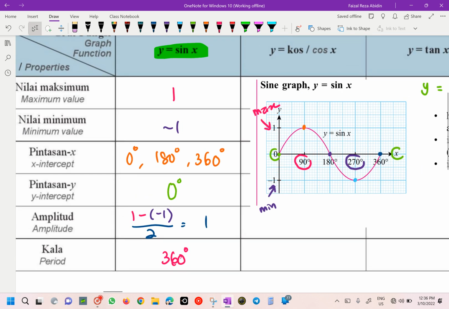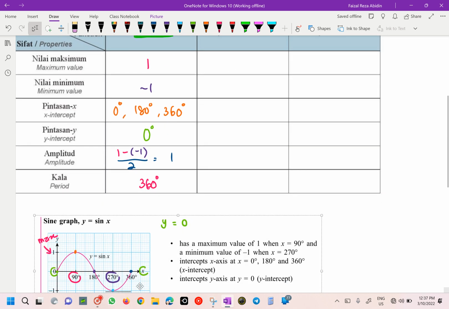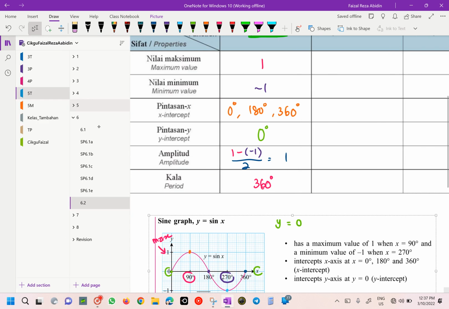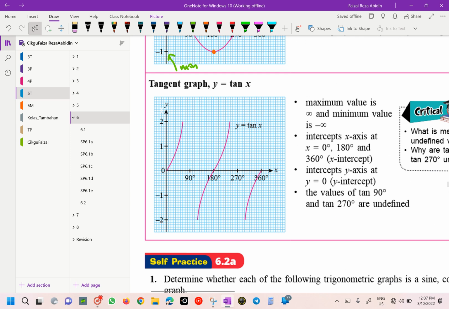That's for our sine. Okay, now we are going to move to our cosine. Cosine, cos. Where's cos? Okay, over here.